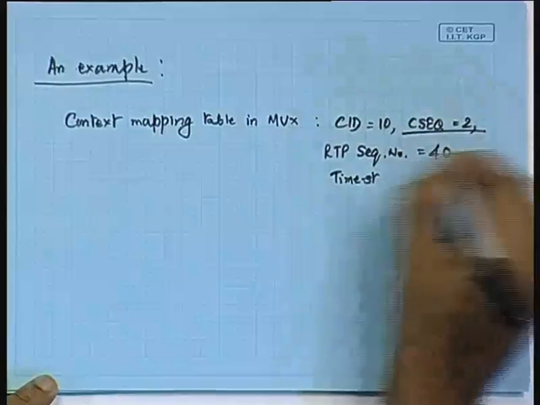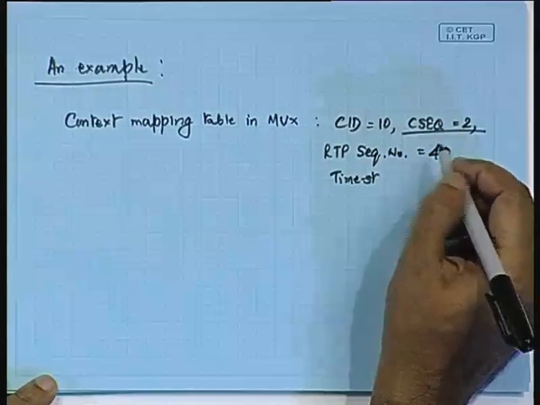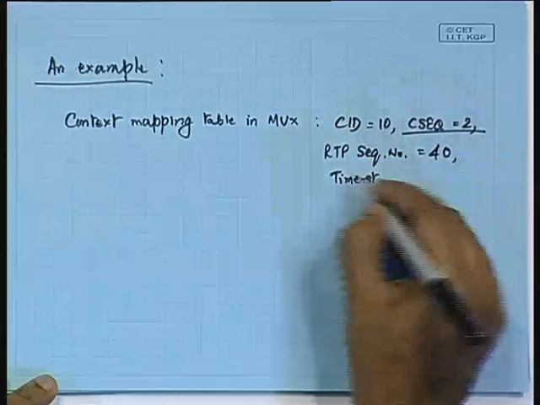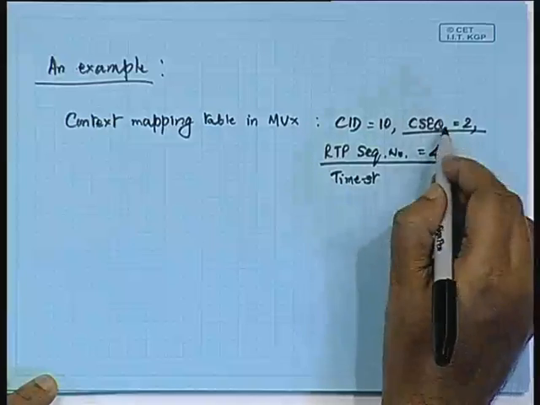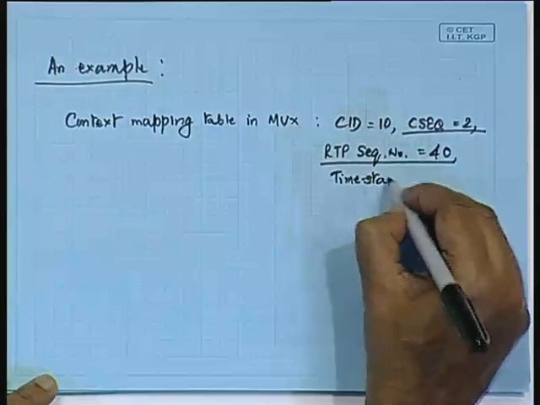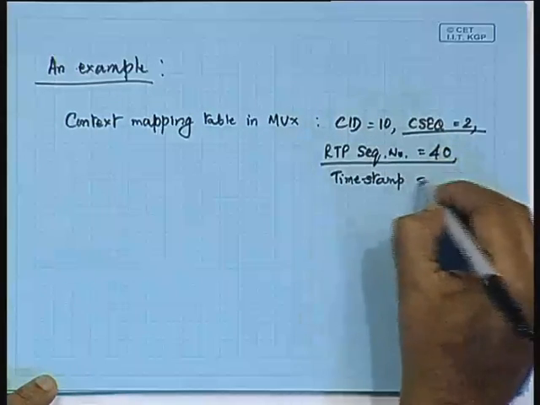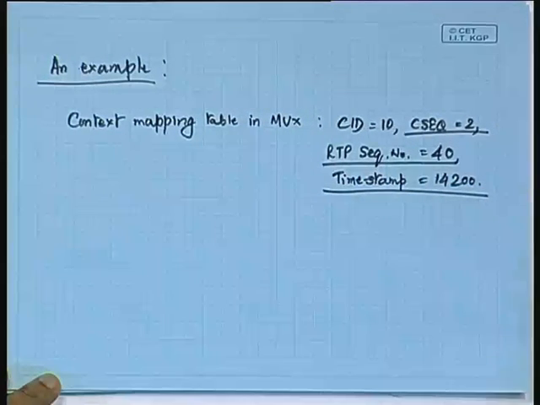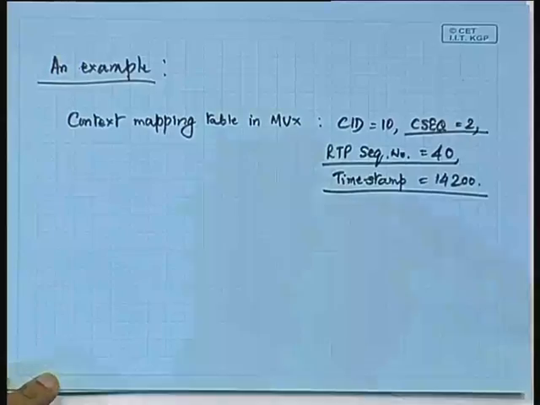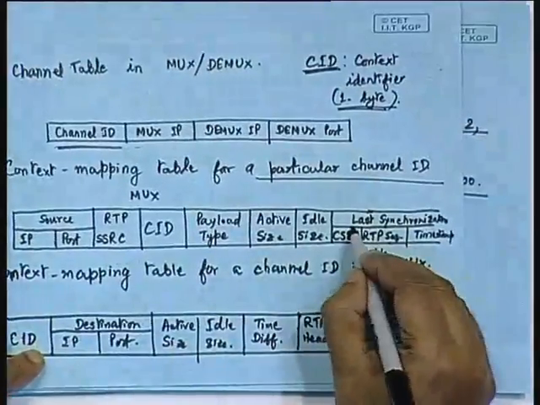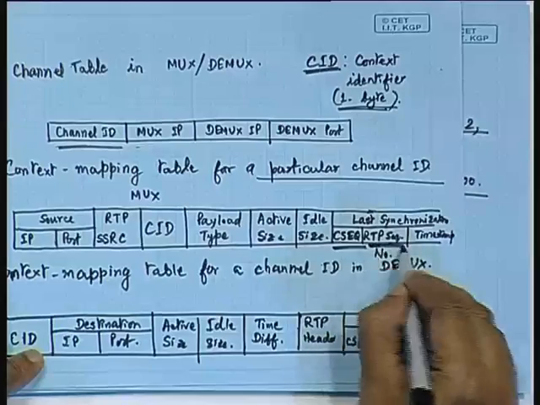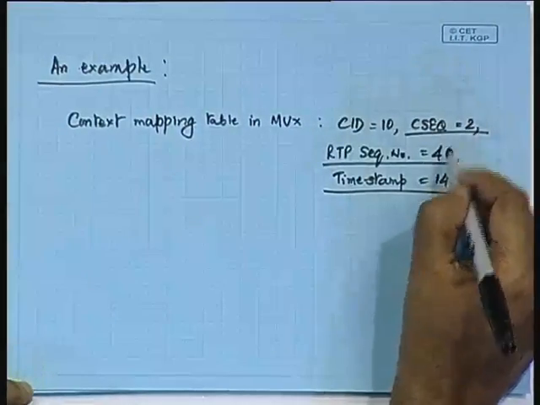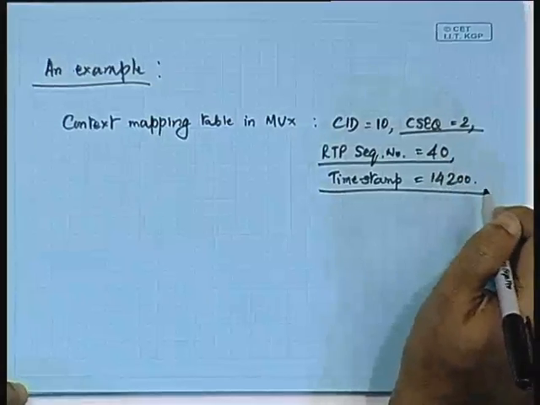Now this C sequence, which is 2, mind you, is the C sequence of the last synchronization. So the RTP sequence from the last synchronization, and the timestamp, let us say, is 14,200. So you see that we are referring to the last synchronization's C sequence, RTP sequence, and timestamp. Its specific values are, let us say, 2, 40 and 14,200.